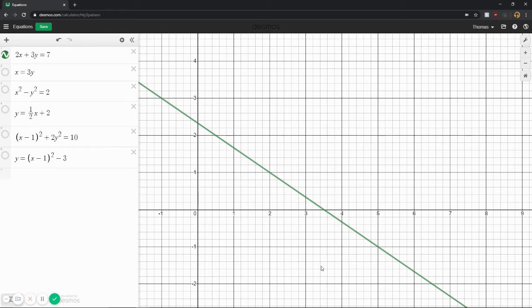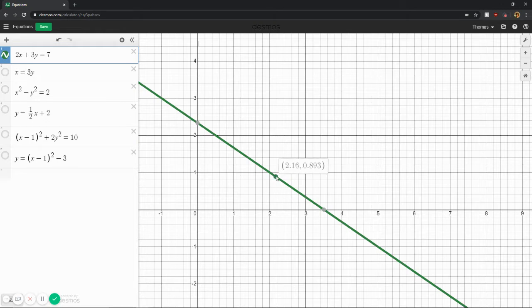What I have here in Desmos is the equation of a line, 2x plus 3y equals 7. And something that we know about any graph of an equation is that every point on it is an x and y coordinate point that satisfies the conditions set forth by the equation.